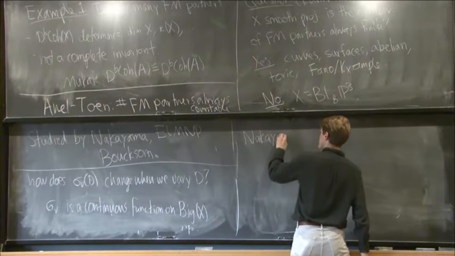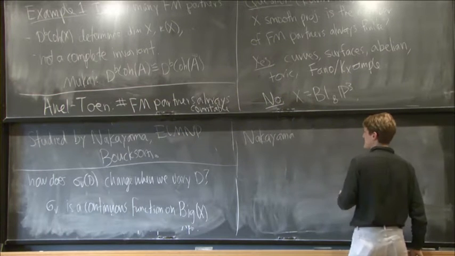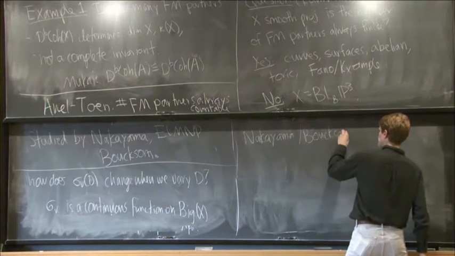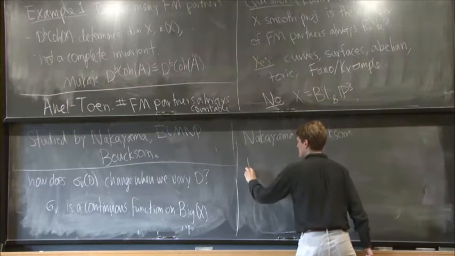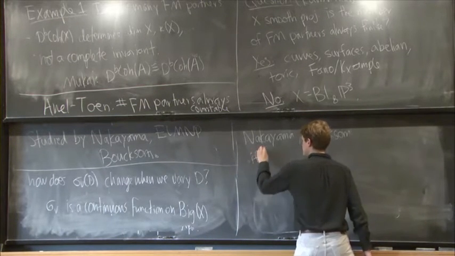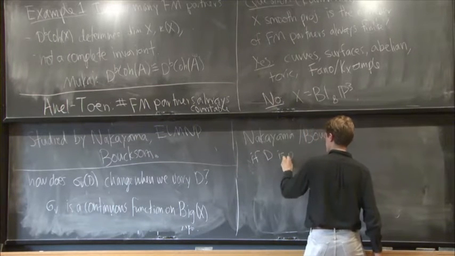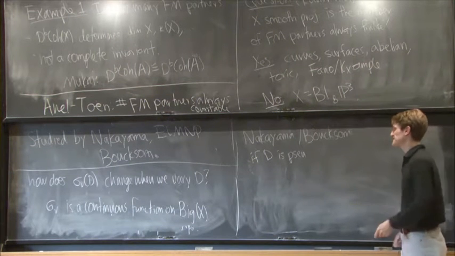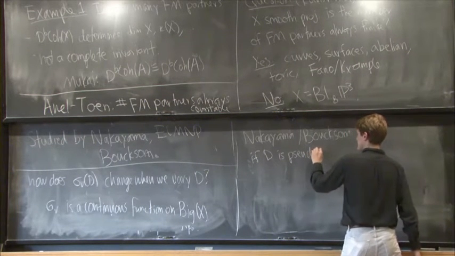And so the big result here by Nakayama, and I think also by Boucksom, is that if D is only pseudoeffective, again, pseudoeffective just means you're the numerical limit of big classes, even if you're not effective at all.